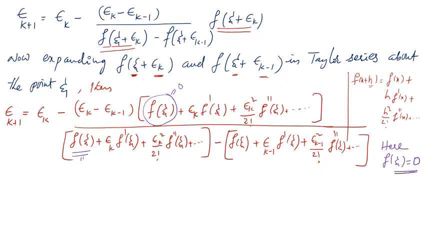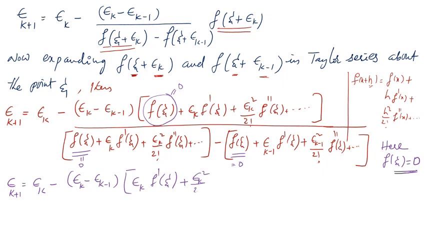This value goes to 0, this value goes to 0. Now the remaining terms: epsilon k plus 1 is equal to epsilon k minus epsilon k minus epsilon k minus 1, isn't it? Next term, first term 0, epsilon k f dash xi plus epsilon k square by 2, right, f double dash xi, and so on.